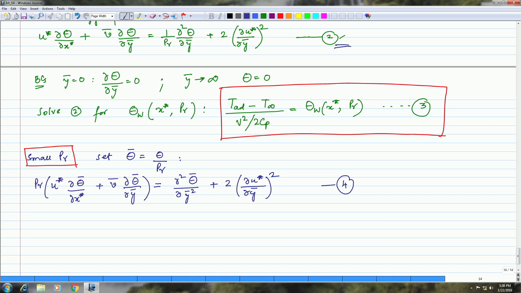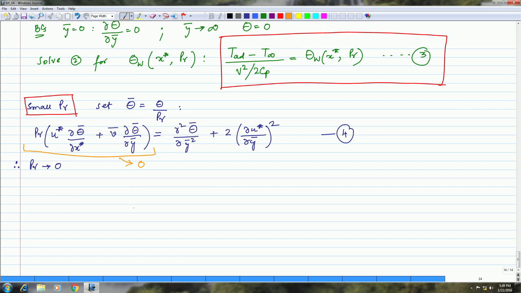Now, for a small Prandtl number, what do you think happens if you look at equation 4? If you see here, the entire left hand side disappears if the Prandtl number goes to 0. So this tends to 0. Then from equation 4, what we get in that case is the following.